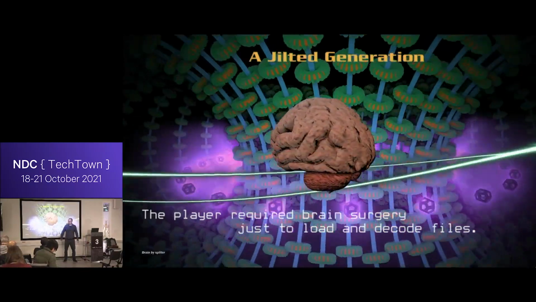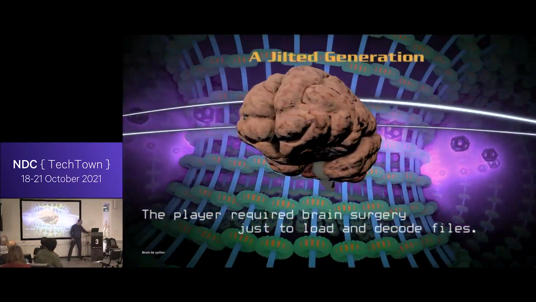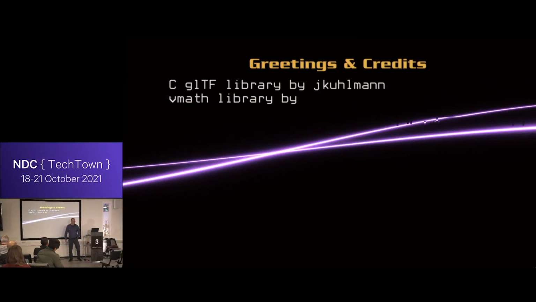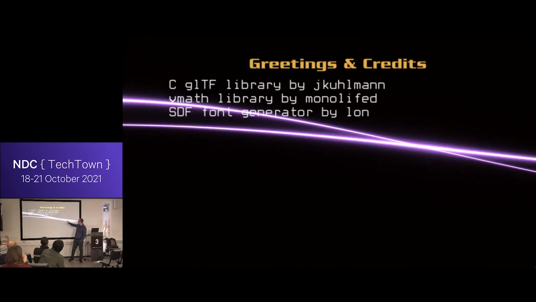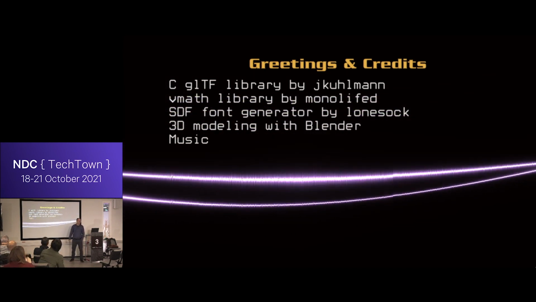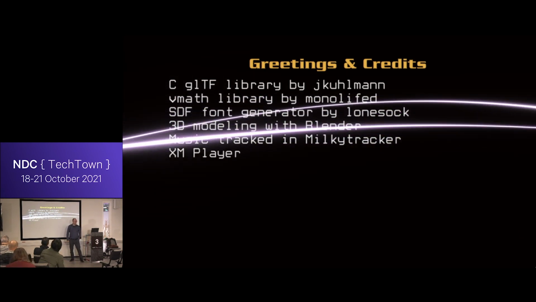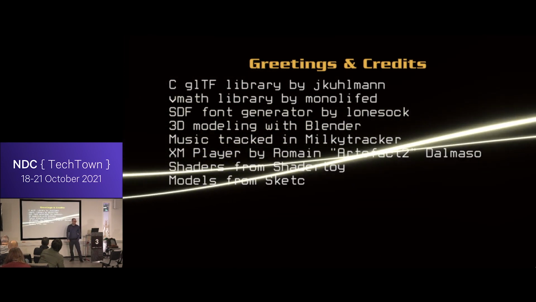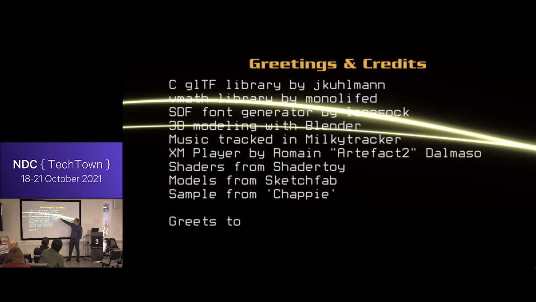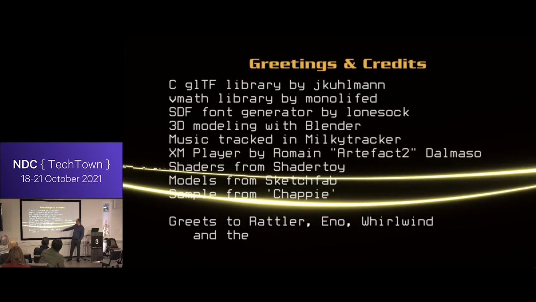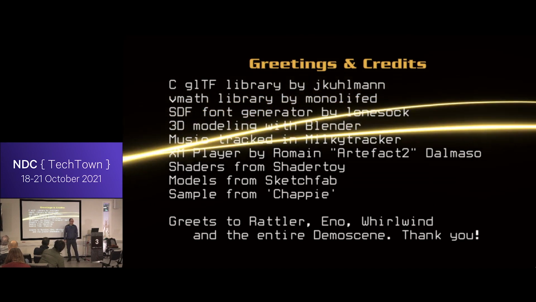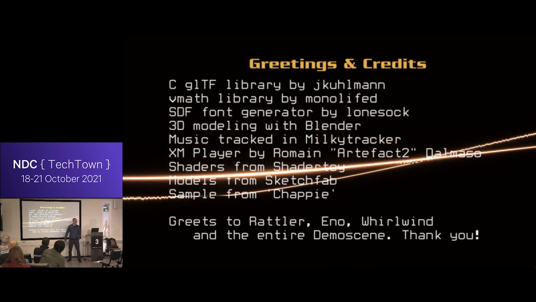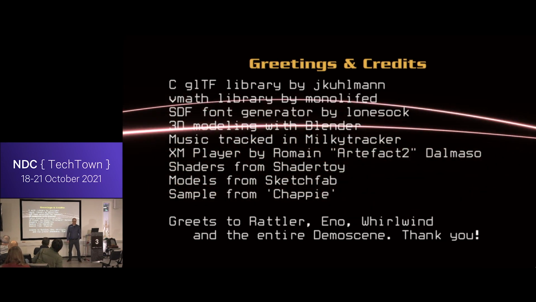I hope you enjoyed the talk. And here are the credits, here are the greetings. I have used for this 3D system the CGLTF library, that's the GL transfer format. It's an object format. VMAT library, very, very simple library, not object-oriented. Font generator, 3D modeling with Blender, and tracked music with the Milky tracker. And I'm planning to build a soft synth into that tracker so that we can have real soft synth sound.